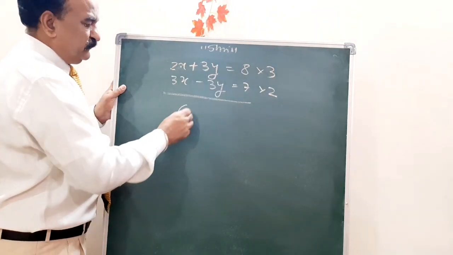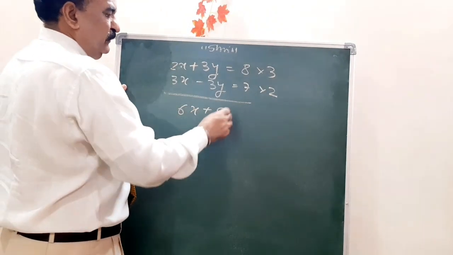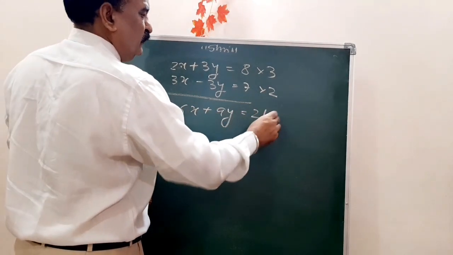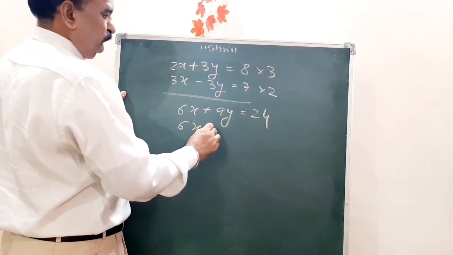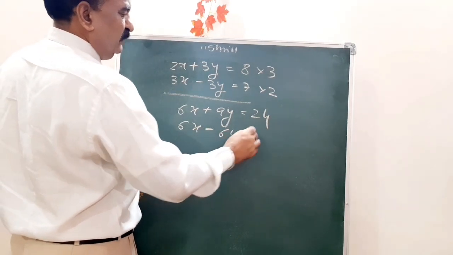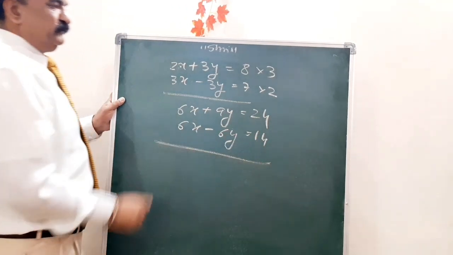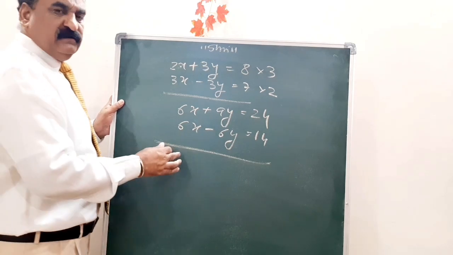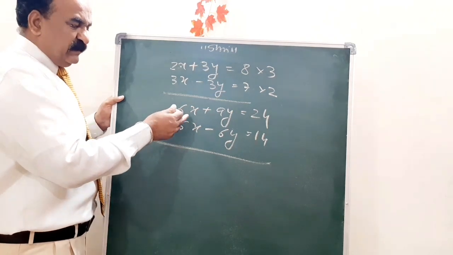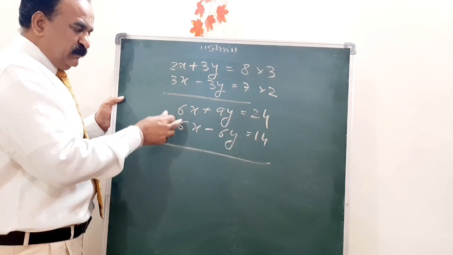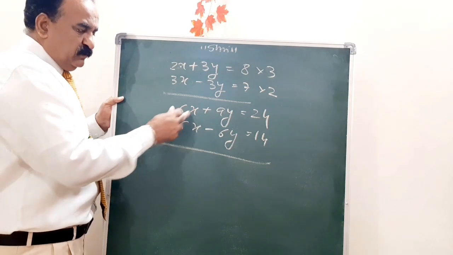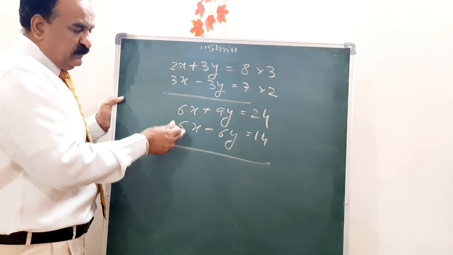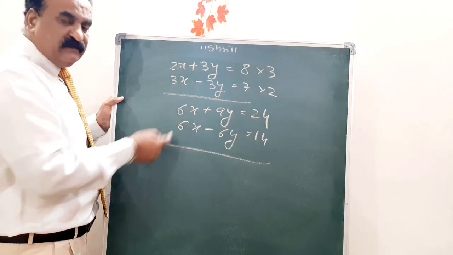3 twos are 6x plus 9y is equal to 24. And 6x minus 6y is equal to 14. Clear? Now here again you are getting 6x positive. Here the sign is positive. Here the sign is positive. If you are adding them, they cannot cancel. We have to cancel them.